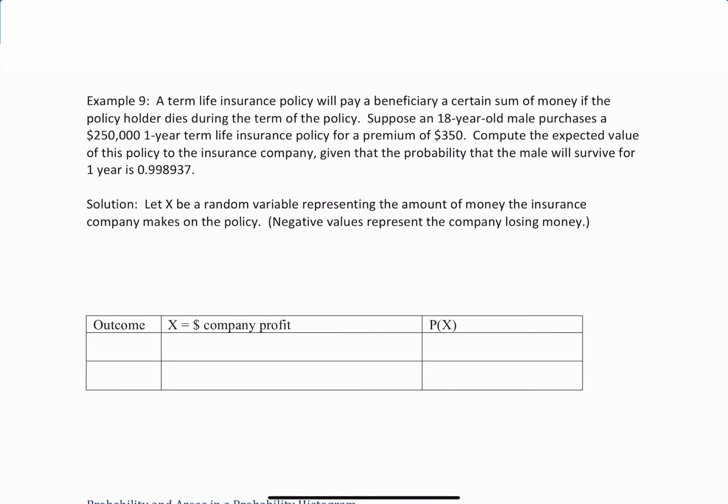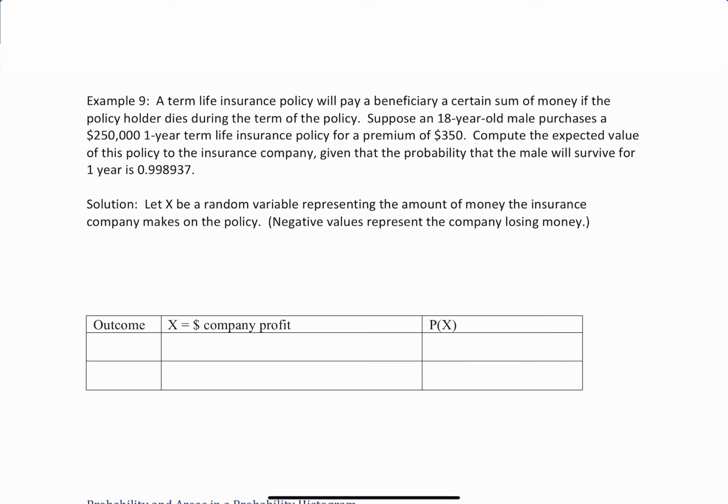We're going to compute the expected value of this policy to the insurance company. In other words, we're going to compute how much profit they can expect to get from this type of policy. We're given the probability that an 18-year-old male will survive for 1 year, and that probability is well over 99%. It's 0.998937. We're going to let x be a random variable that gives the amount of money the insurance company makes on the policy. Now, obviously, if he dies within 1 year, they're going to lose money, and that will be represented with a negative x value. So, like a negative profit is a loss.